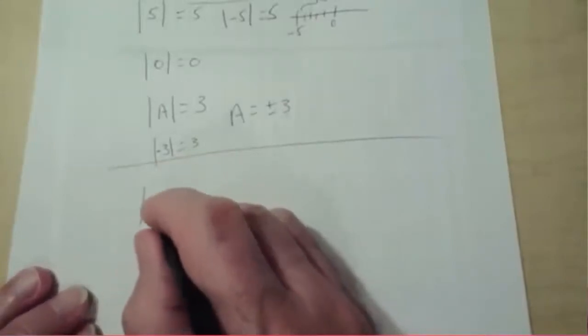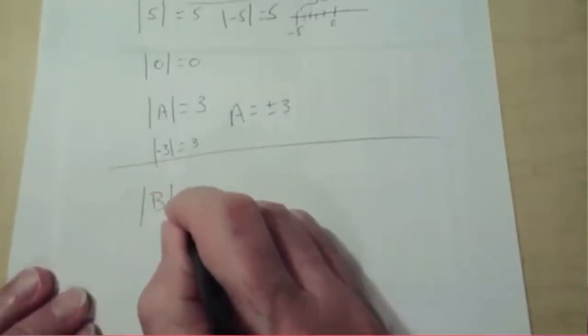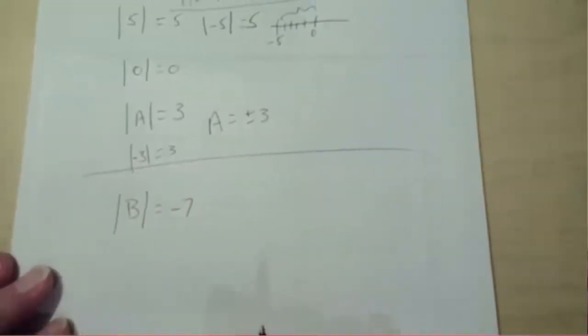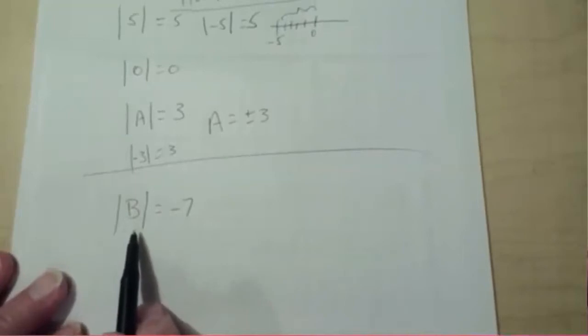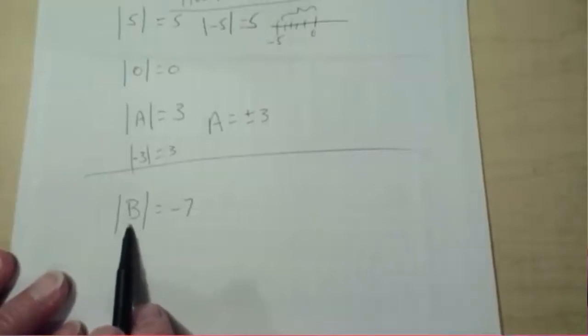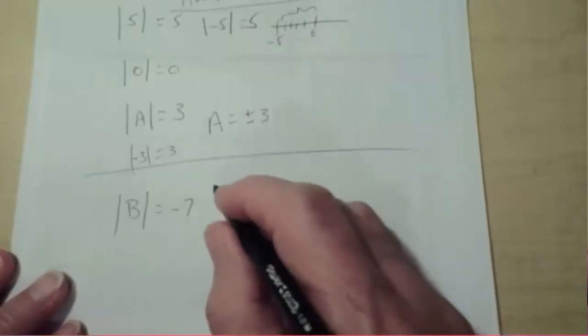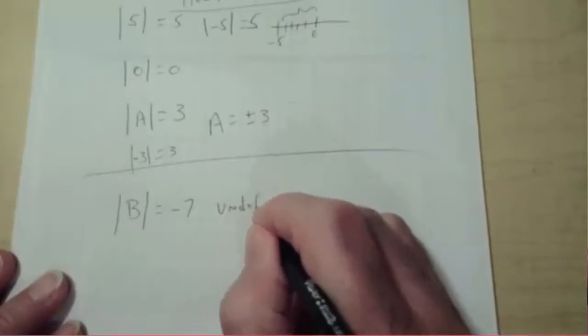Okay, last thing. What if you have the absolute value of b is negative 7? This is undefined because it's wrong. The absolute value of b, or the absolute value of anything, cannot be a negative number. It's undefined because it cannot be. Right?